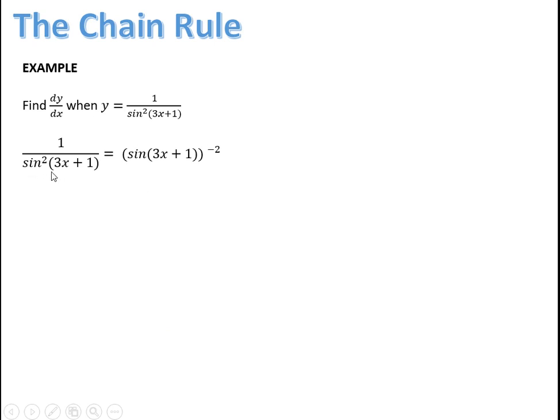When you're writing sine squared 3x plus 1, what that means is the sine of 3x plus 1, all squared. If it's 1 over that, then you can write it as a negative power. And this is now in differentiable form, and now we can start splitting it up and using the chain rule to actually find the derivative.